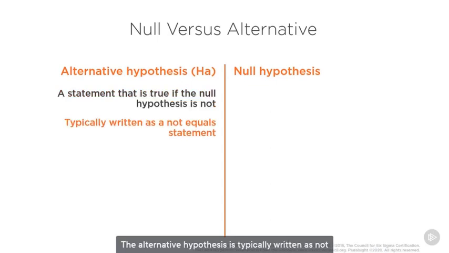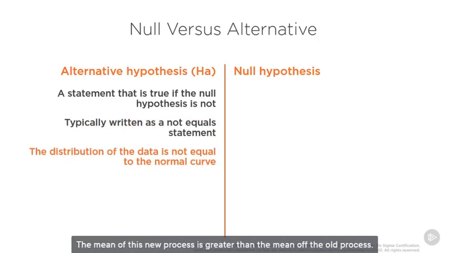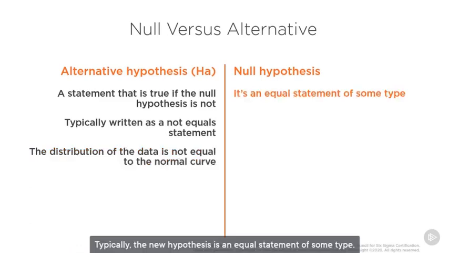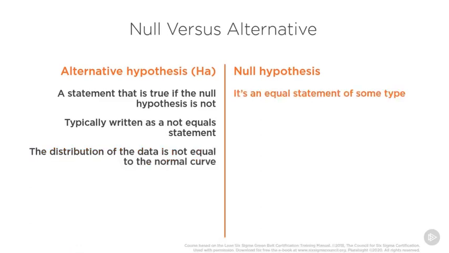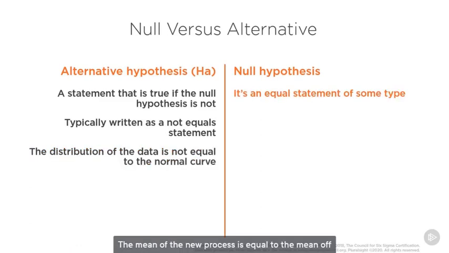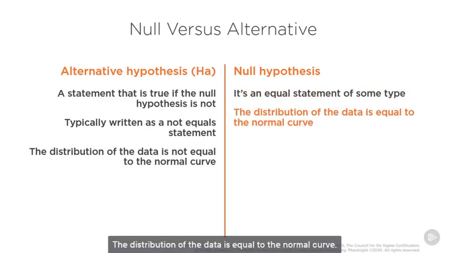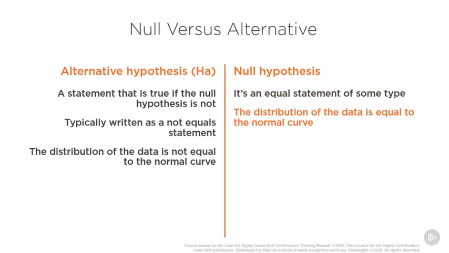The alternative hypothesis is typically written as a not equals, a greater than, or a less than statement. The mean of this new process is greater than the mean of the old process. The distribution of the data is not equal to the normal curve. How you write the alternative hypothesis depends on the question you are asking and the type of hypothesis test you are running. Typically, the null hypothesis is an equal statement of some type. The mean of the new process is equal to the mean of the old process. The distribution of the data is equal to the normal curve.